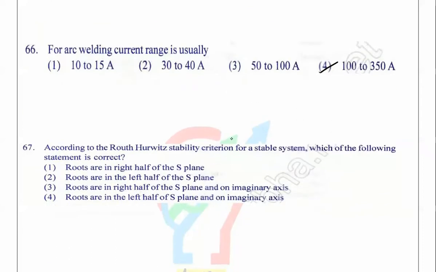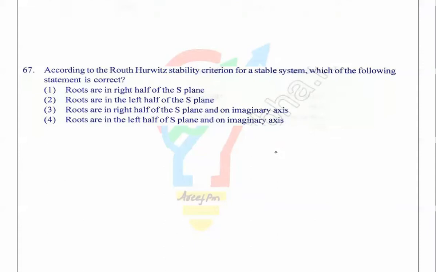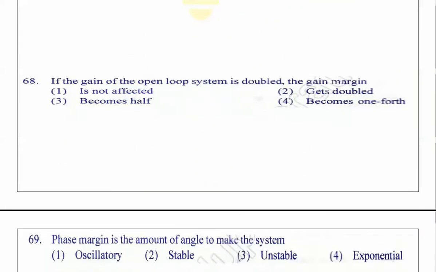Next one. According to Routh-Hurwitz stability criteria, for a system to be stable, which of the following options are correct? If you are drawing the RH criteria, all the poles should lie on the left half of S plane only. So the option is roots are in the left half of S plane and not imaginary axis. So this is the wrong answer. The option is the roots on the left half of S plane here. This is the correct answer.